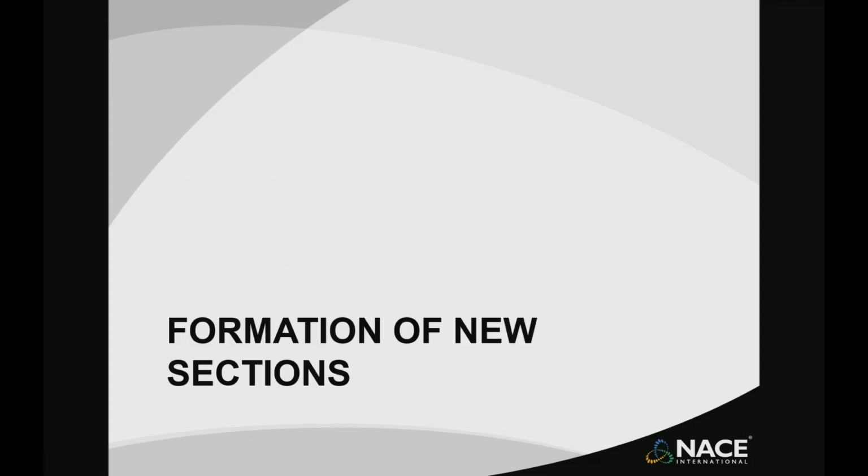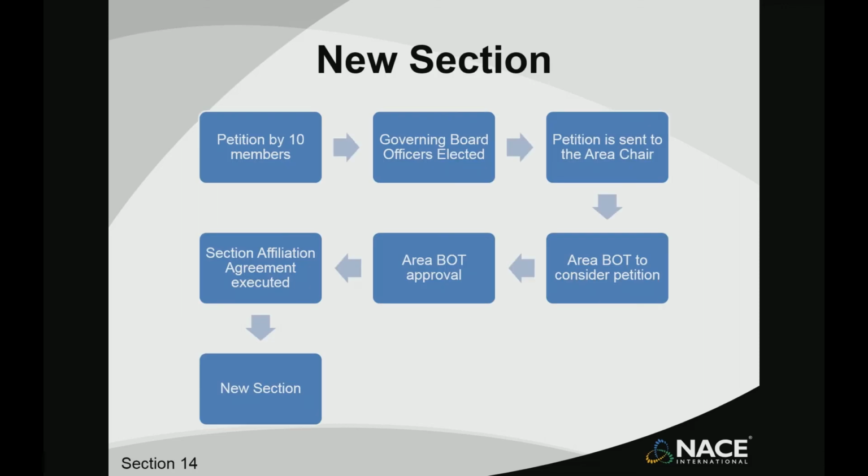Once the section operating manual was approved, the hold on the formation of new sections was lifted. So again, new sections can now be created. The process goes as shown. It requires a petition of 10 members in good standing. Of these 10 members, they choose a governing board of officers. Again, that's the trustee, chair, vice chair, secretary, and treasurer positions.